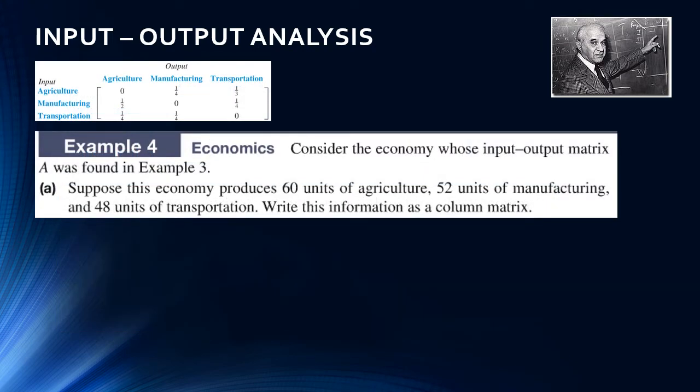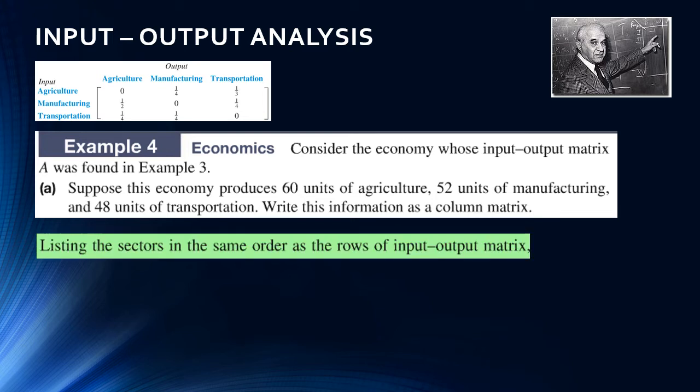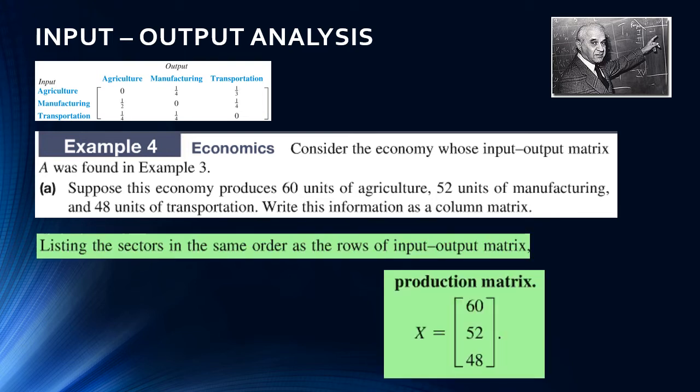Consider the economy whose input-output matrix A was found in example 3. Suppose this economy produces 60 units of agriculture, 52 units of manufacturing, and 48 units of transportation. Write this information as a column matrix, listing the sectors in the same order as the rows of the input-output matrix. So we should have agriculture at the top, manufacturing in the middle, and transportation at the bottom. And you can see that that is exactly what we've copied here.